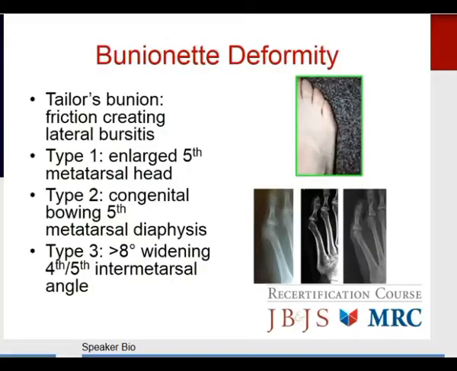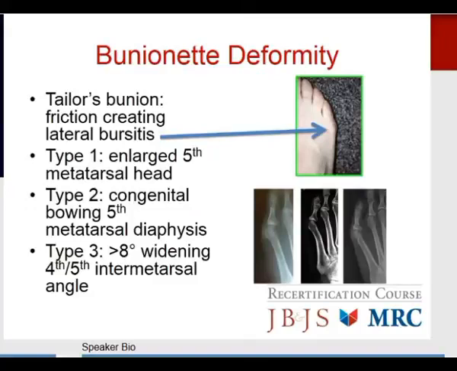A bunionette deformity is the opposite of a bunion. Now we have pathology on the fifth metatarsal head. We used to call those Taylor's bunions because really what occurs here is bursitis over a prominence on the outer border of the foot. That bursitis can occur because Taylors used to sit cross-legged on the floor, then they wind up getting friction over that bump. That would become inflamed and subsequently symptomatic.